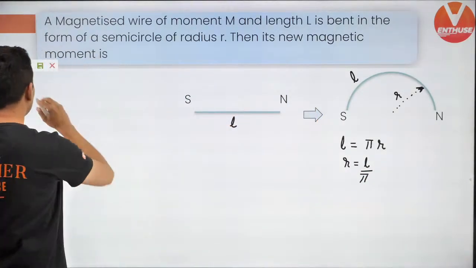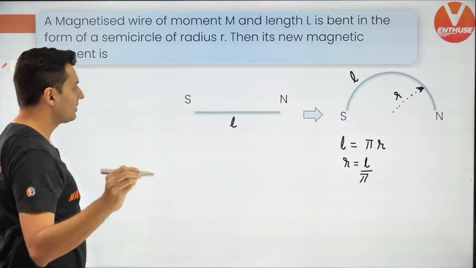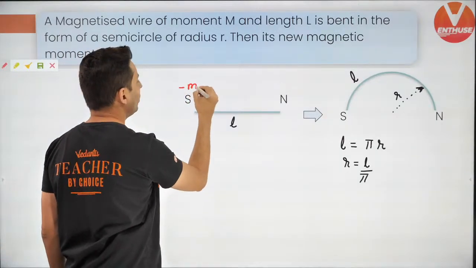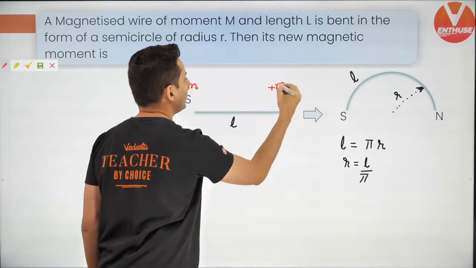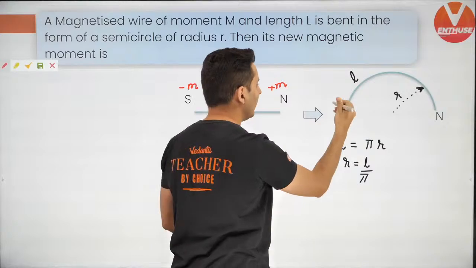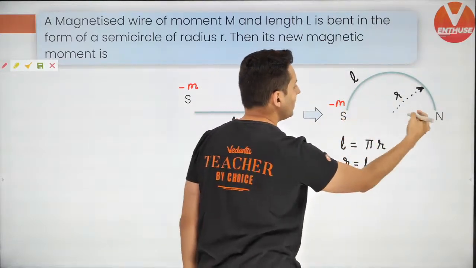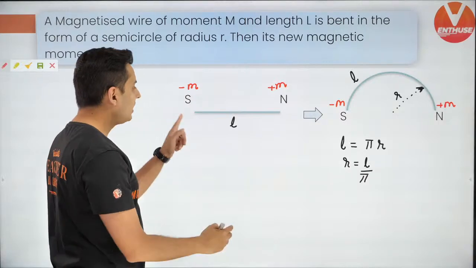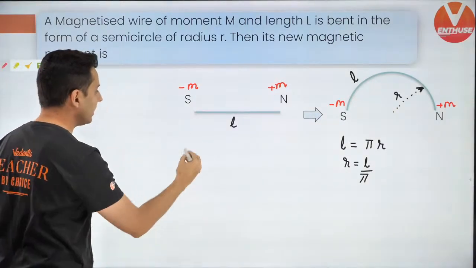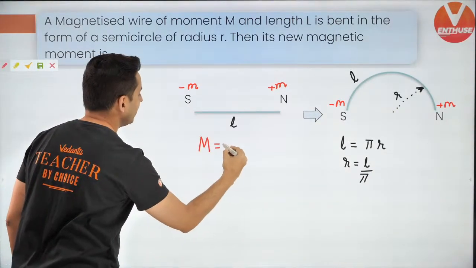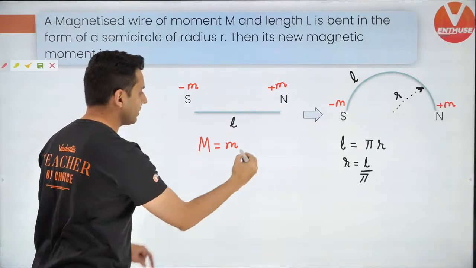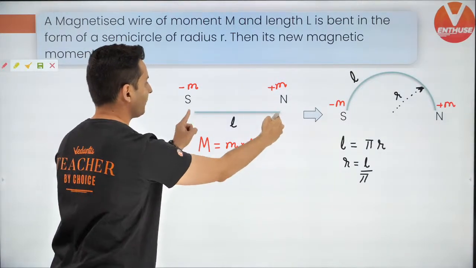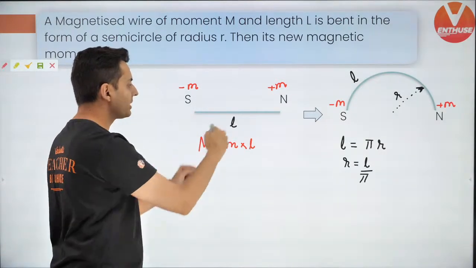Cool? Next up, if I talk about the poles, there is a negative M pole here and a positive M pole here. Now when you bend it like that, there is a minus M pole here and a plus M pole, or north pole, over there. Now what is the definition of magnetic moment? Magnetic moment is magnetic pole strength multiplied by magnetic length. Alright, so length into pole strength.